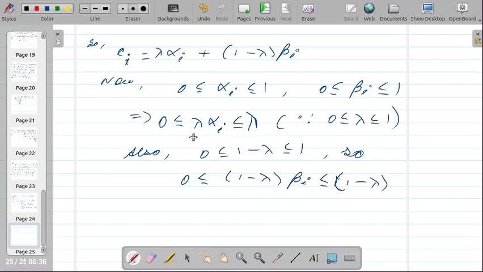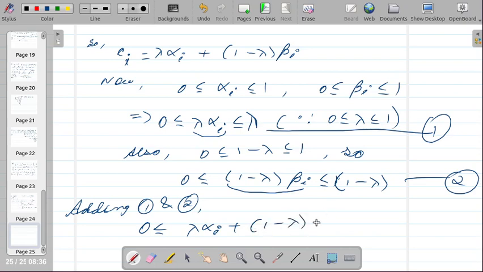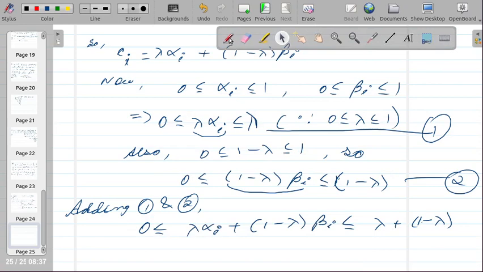So lambda into alpha i lies between 0 and lambda. 1 minus lambda into beta i lies between 0 and 1 minus lambda. So I can add these two. Let us keep it as 1, this is 2. Adding 1 and 2, we can add the inequalities. So we get 0 less than or equal to lambda alpha i plus 1 minus lambda times beta i, which is less than or equal to lambda plus 1 minus lambda. So what I have got ultimately is this.